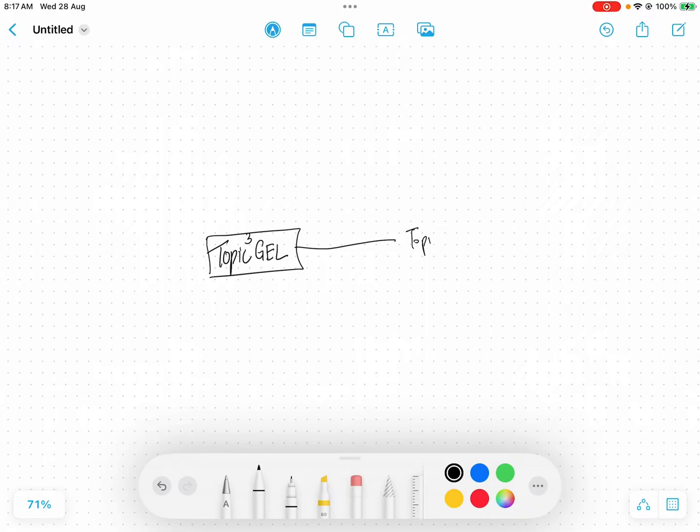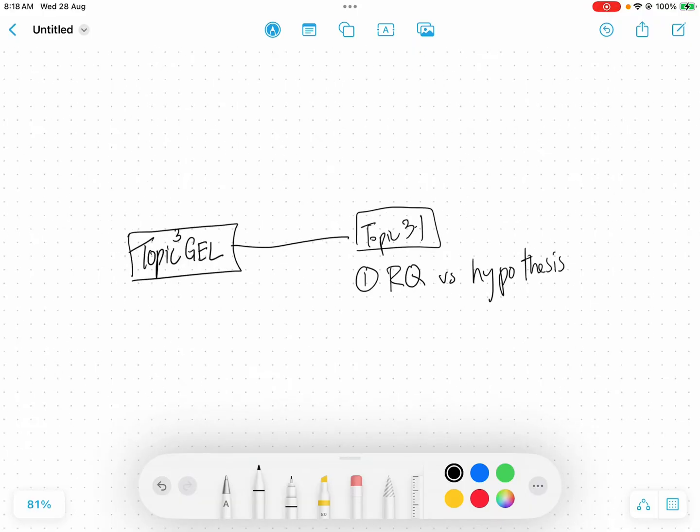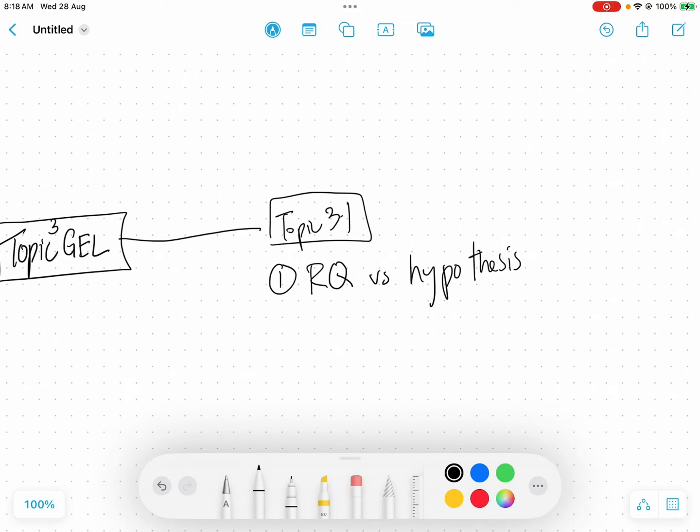For topic 3.1, firstly, you need to know the difference between a research question versus a hypothesis. So what's the difference between the two? Basically, a research question outlines a specific scope for investigation related to the topic. On the other hand, a hypothesis is very clear cut. It consists of one or two variables, usually two variables in our syllabus.